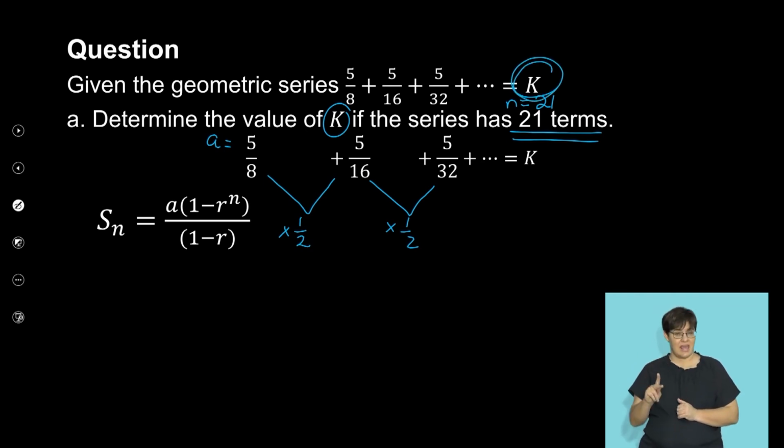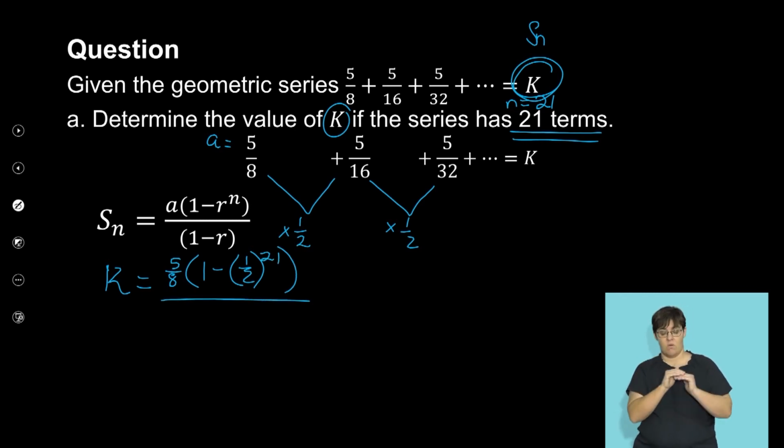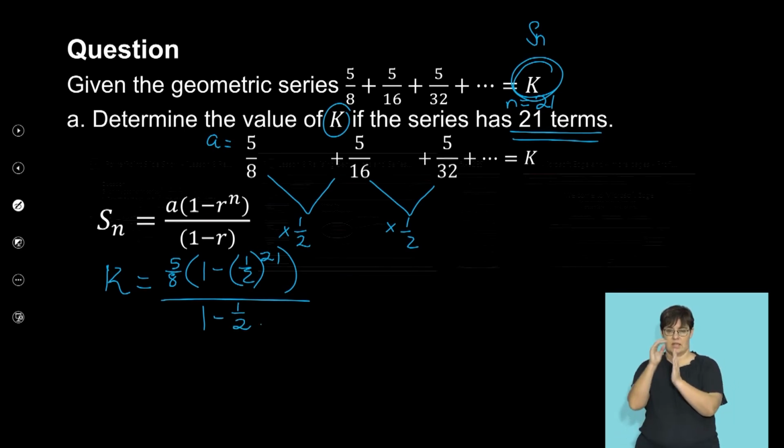And k is my Sn because this is what the sum is equal to. So I'm going to substitute in k for Sn, which will be equal to 5/8, open bracket 1 minus a half to the power of 21 because there are 21 terms, all over 1 minus a half. Wonderful, let's plug this all into our calculator.